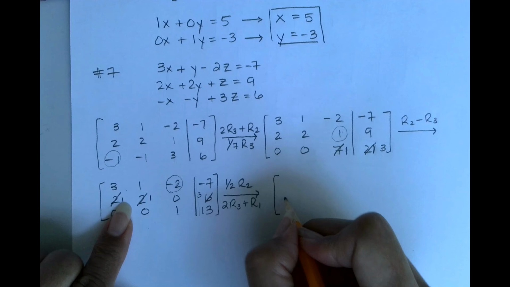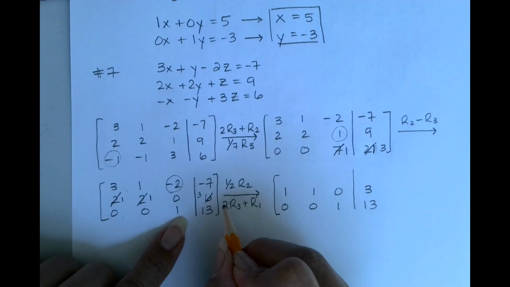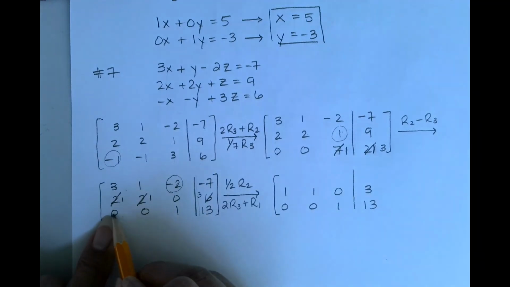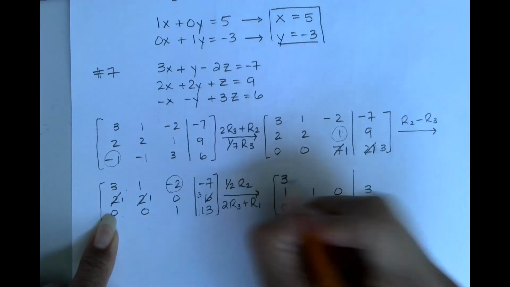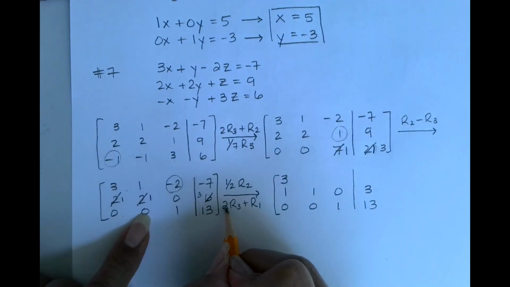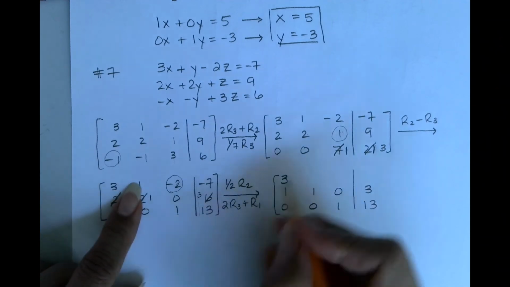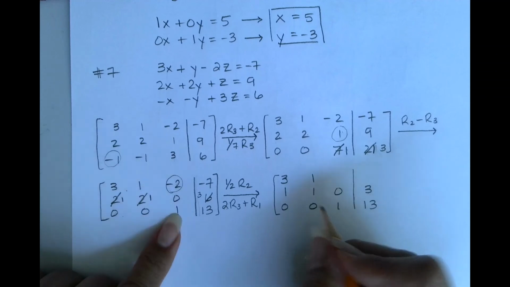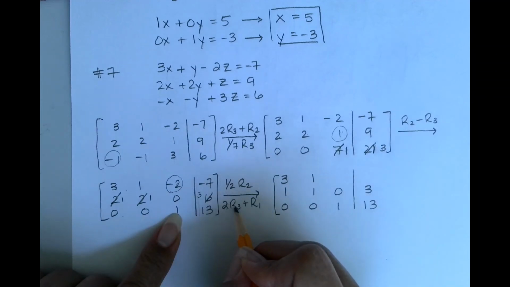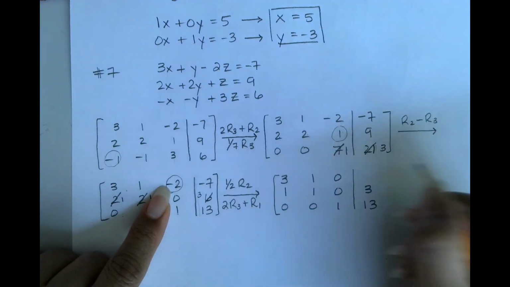Okay, so my rule is 2 times row 3. So 2 times 0 is 0. 0 plus 3 is going to be a 3. 2 times 0 is 0. 0 plus 1 is going to be a 1. And 2 times 1 is going to be a 2. 2 plus negative 2 is going to be a 0.